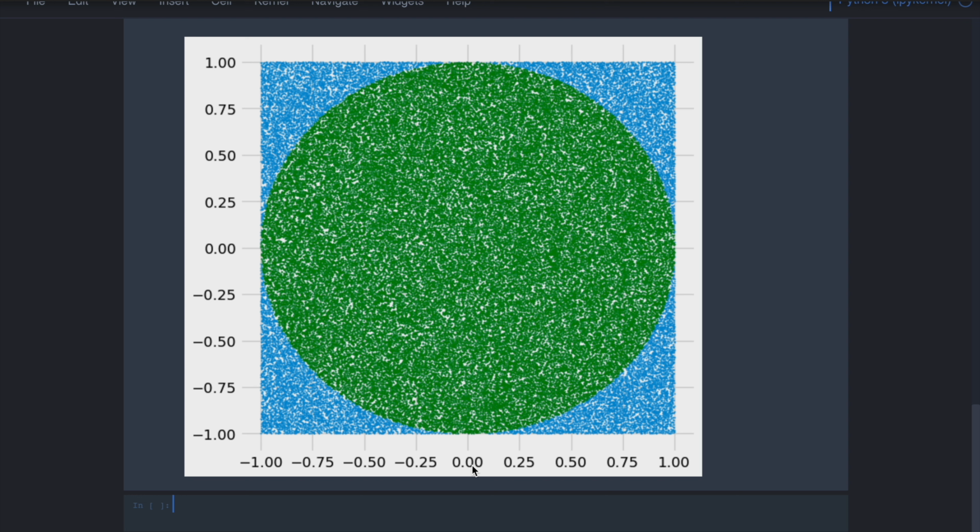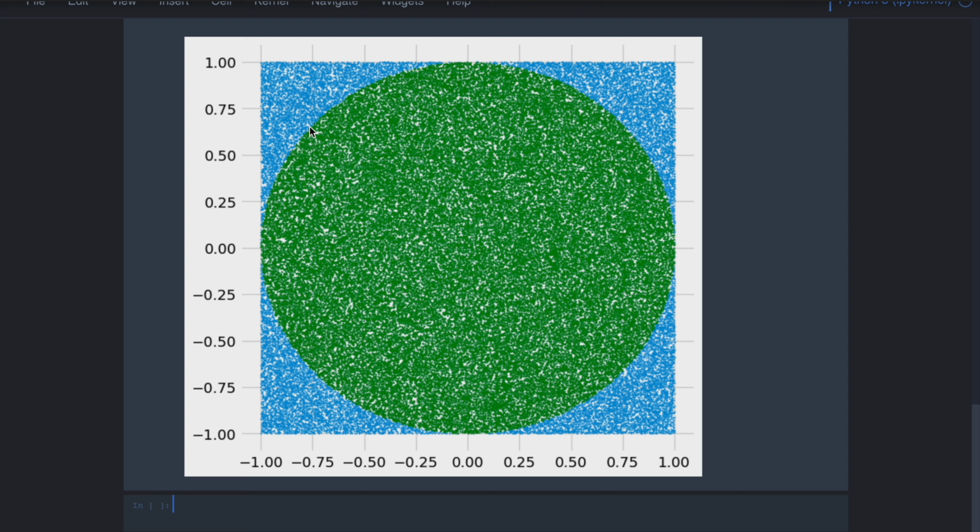We have this square with side, in some units, 2, let's say 2 meters, right? So we have a square with side 2 meters. The origin is at the center of the square. So we have 1 and 1. So the square side is 2 meters.